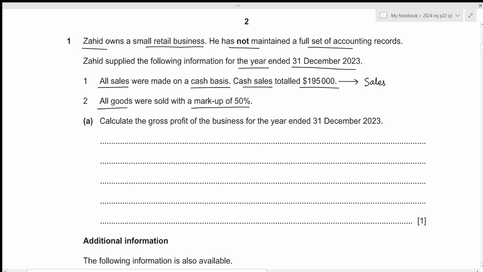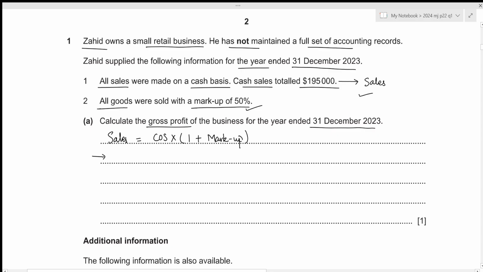For the first part, we need to calculate the gross profit of the business for the year ended 31st December 2023. In this case, we have the sales as well as a markup. And always remember that markup is applied to the cost, or in this case, the cost of sales, in order to get the value for the total sales. So the formula will be sales will be equal to the cost of sales times 1 plus the markup rate.